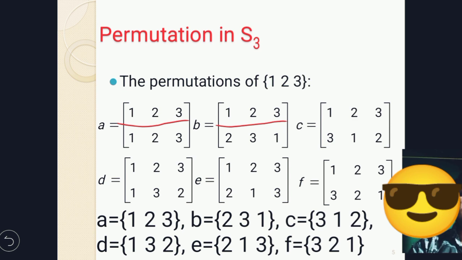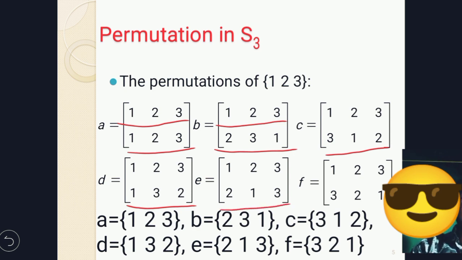That is, the permutations of {1, 2, 3} are: first, A equal to 1, 2, 3 is one permutation; 2, 3, 1 is another permutation; 3, 1, 2 is one permutation; 1, 3, 2 is one permutation; 2, 1, 3 is one permutation; and 3, 2, 1 is one permutation. Here we are getting a total of 6 permutations in the S3 group.